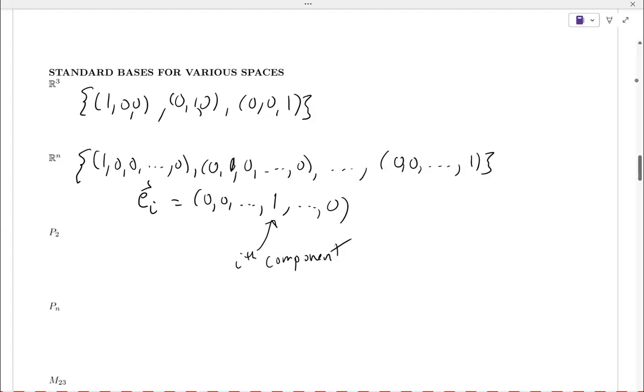All right. How about P2? Remember, what's P2 again? Yeah, polynomials of degree 2 or less, right? How do you typically write an arbitrary polynomial of degree 2? You usually use an ax squared plus bx plus c, right? Agree with them? Okay.